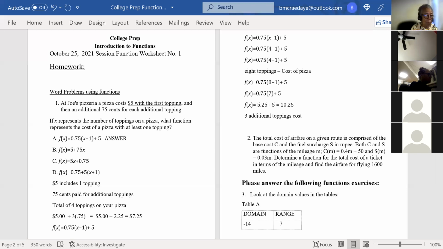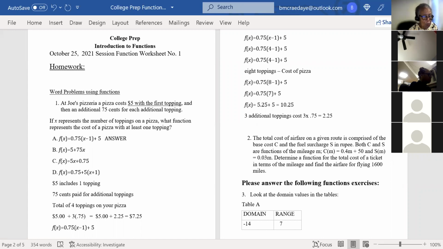Because it says an additional one is 75 cents, so 3 would be 2.25. Three toppings, 3 times 0.75 equals $2.25. Okay, that would be 2.25 for the additional toppings.